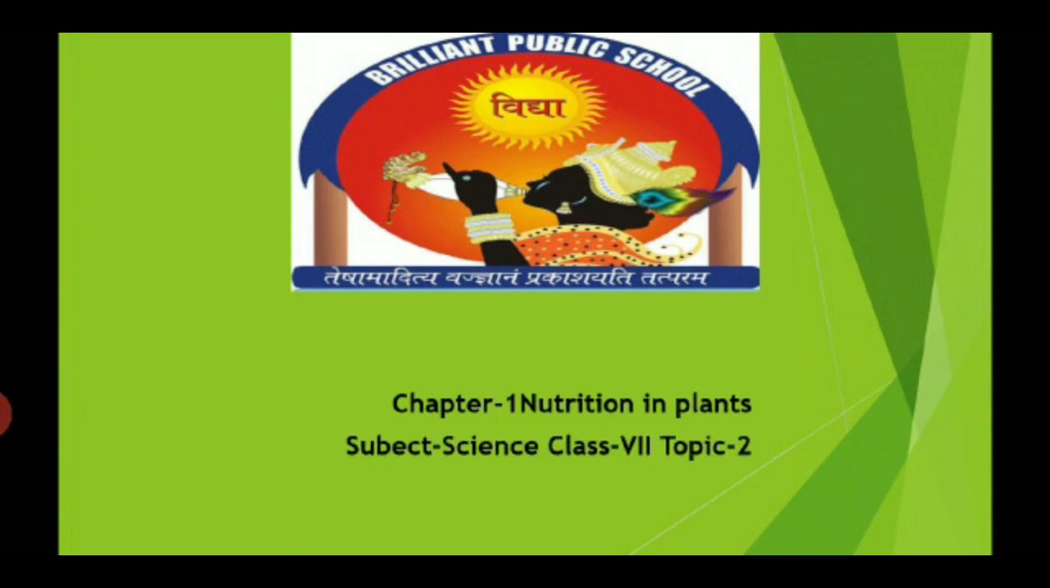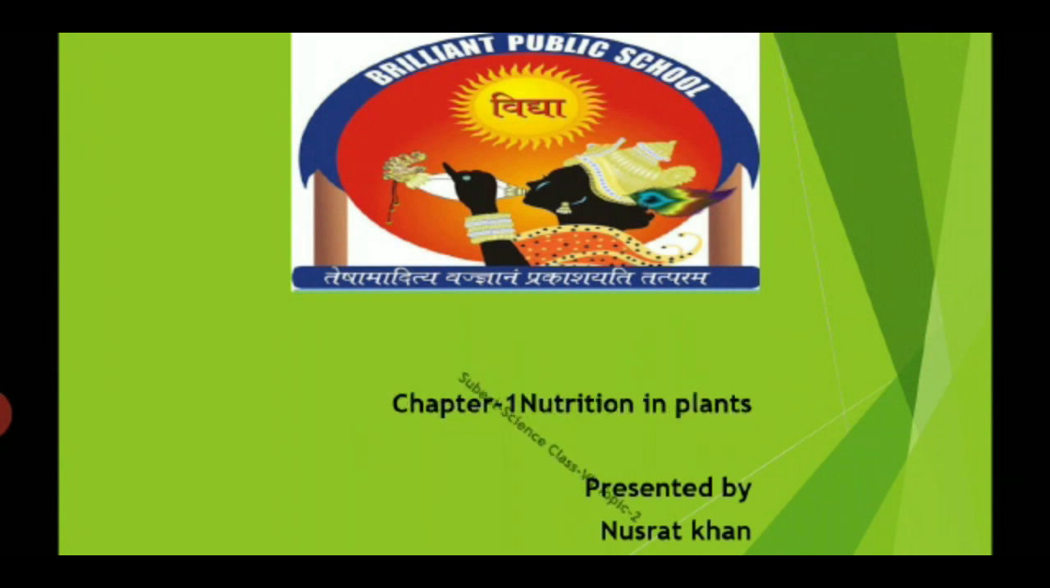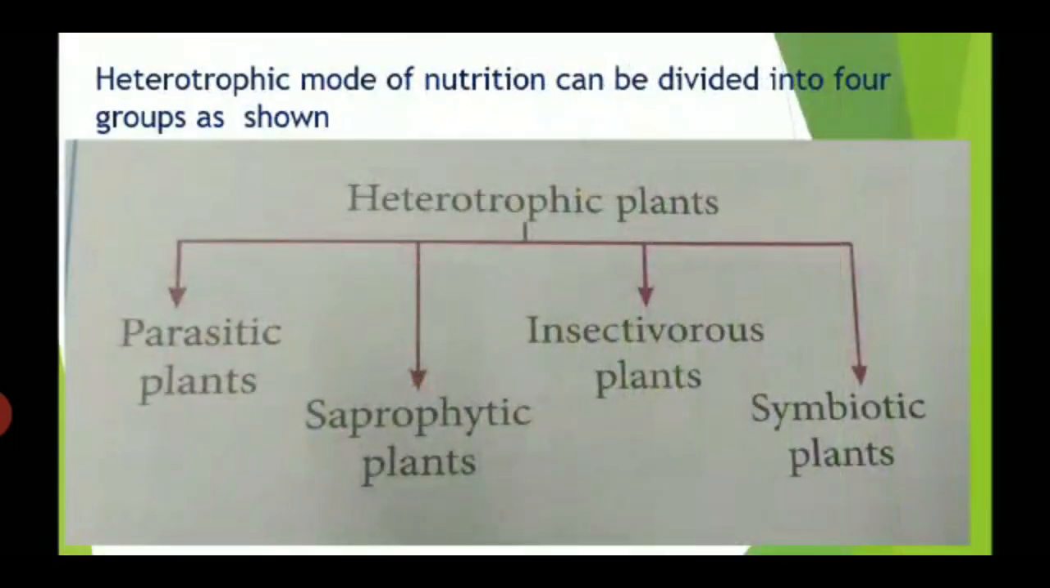Today on the second day of our class, we will proceed with the next topic of chapter 1, nutrition in plants. Non-green plants are heterotrophs. Most of these plants do not contain chlorophyll. Therefore, they depend on other living organisms for their nutrition. According to their mode of nutrition, heterotrophic plants can be divided into four groups as shown. The first one is parasitic plant, second saprophytic plant, third insectivorous plant, and last is symbiotic plant.